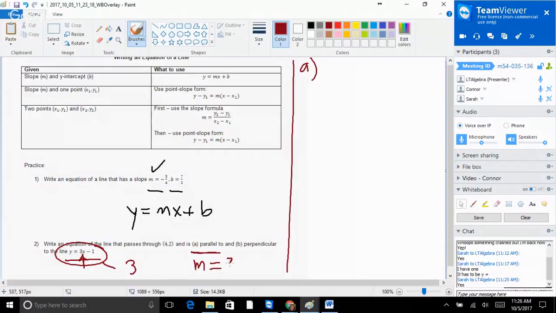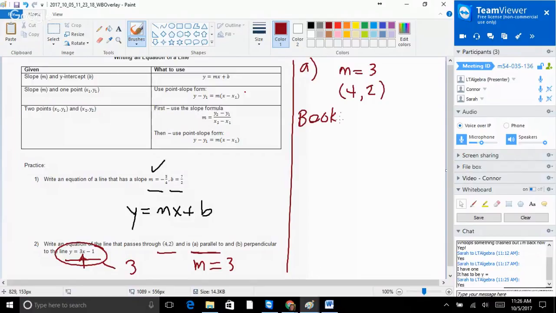So we know for part A that our slope is 3, okay? And we have 1 point that it goes through. We know it goes through 4, 2. All right, so now we're going to do it the book way, which I agree is easy, but I just always forget.